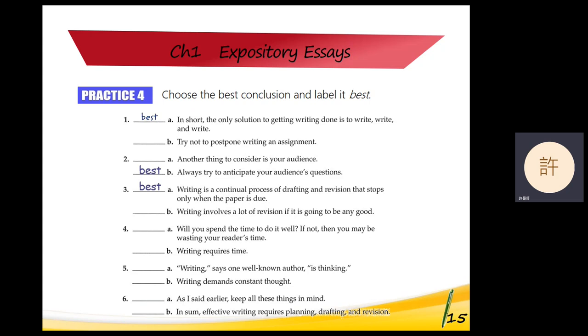Personally, I think that both could work as a conclusion. But B can only be used in a kind of writing where for most of the paragraph you're talking about how much time you need to write a good essay. And after explaining all of the time issues, your final conclusion is writing requires time. But A can also be a conclusion because it has an ending, right? You may be wasting your reader's time if you don't take my advice.